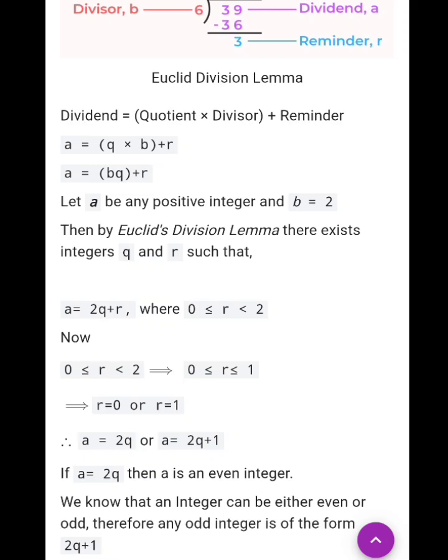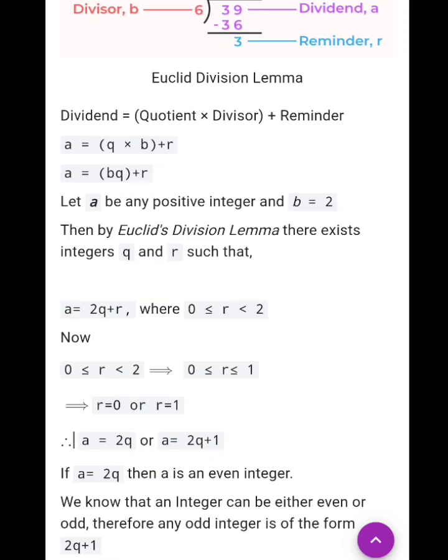Then applying this Euclid's division lemma, we get a is equal to, we know already the relation a is equal to bq plus r. Here we are going to substitute b. So instead of b, we will substitute 2. Then we will get a is equal to 2q plus r.